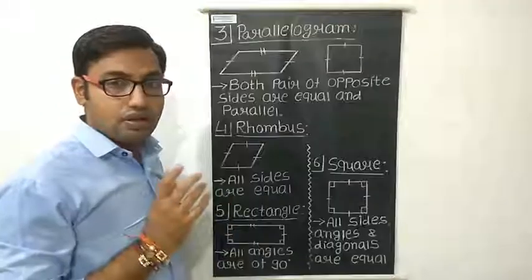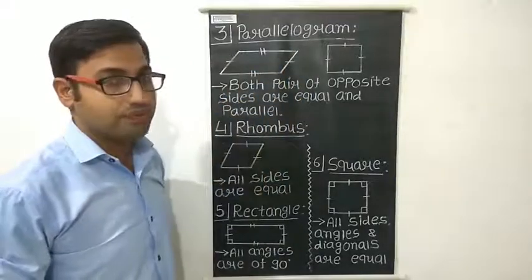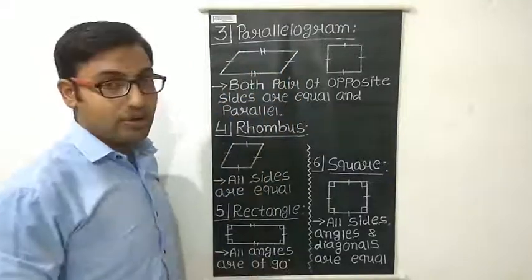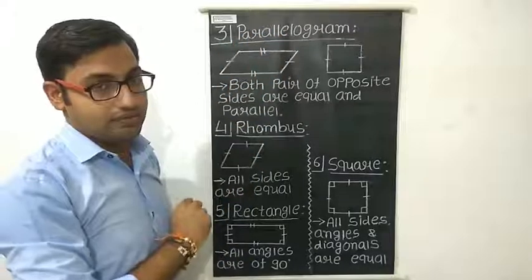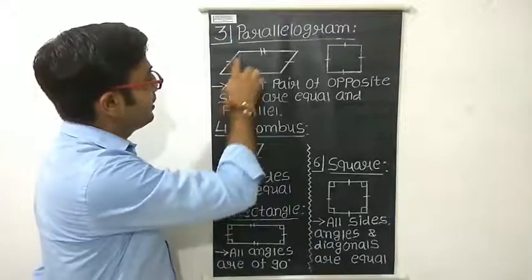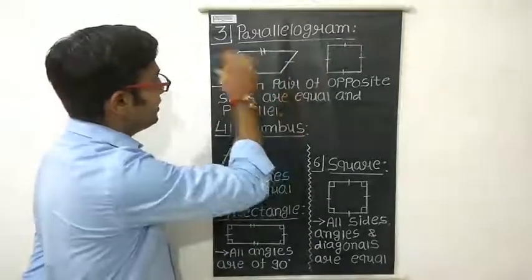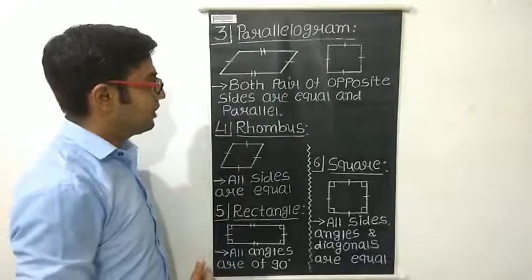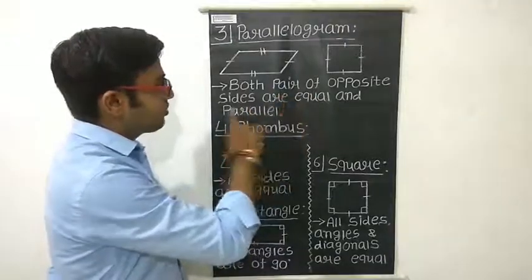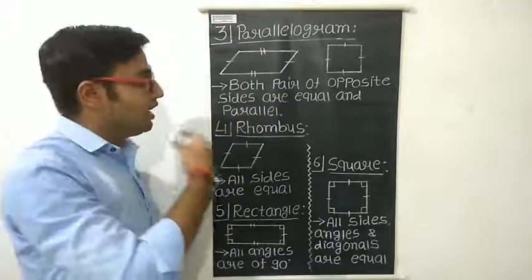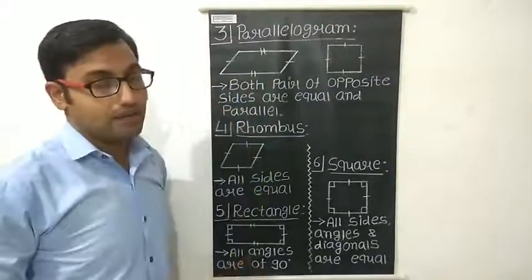Okay. So the third type is the parallelogram. What can we say is a parallelogram? In the name itself, it is given as parallel. Now notice this shape. Here this side and this side are parallel, and this side and this side are also parallel. So we can say that if in a quadrilateral both pairs of opposite sides are equal and parallel, then that quadrilateral is a parallelogram.